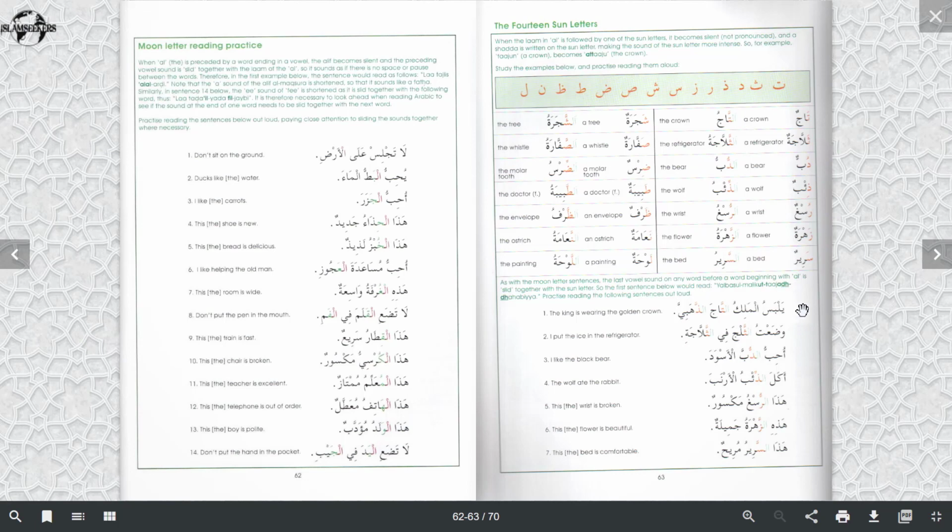Number 1. The king is wearing the golden crown. يلبس الملك التاج الذهبي. Number 2. I put the ice in the refrigerator. وضعت الثلج في الثلاجة. Number 3. I like the black bear. أحب الدب الأسود. Number 4. The wolf ate the rabbit. أكل الذئب الأرنب. Number 5. This wrist is broken. هذا الرزغ مكسور. Number 6. This flower is beautiful. هذه الزهرة جميلة. Number 7. This bed is comfortable. هذا السرير مريح.